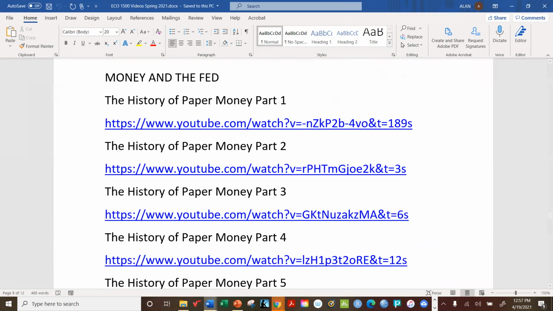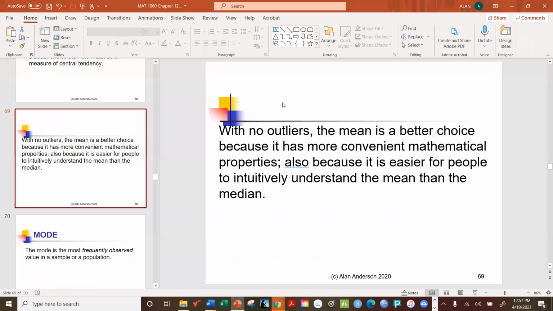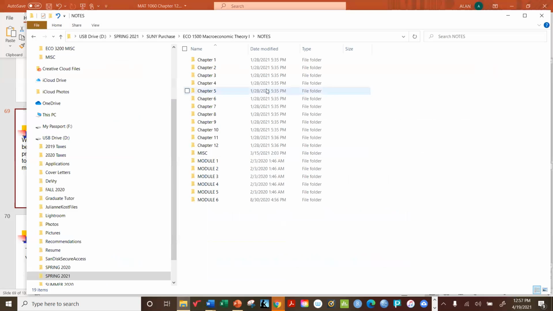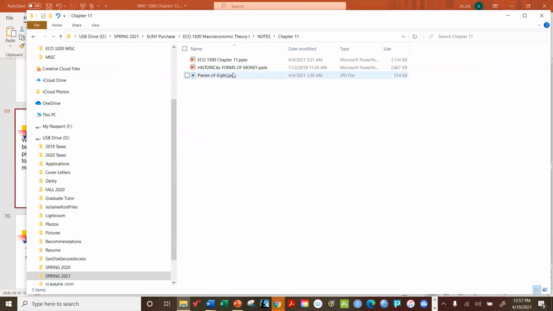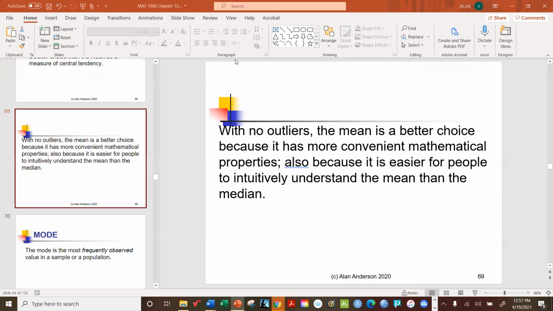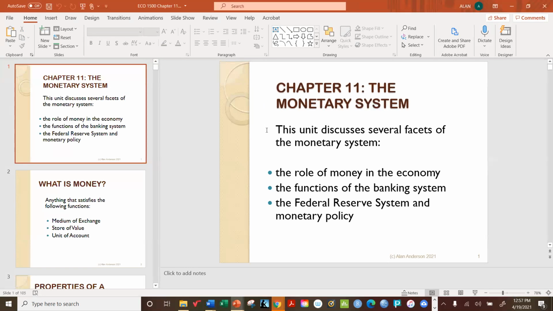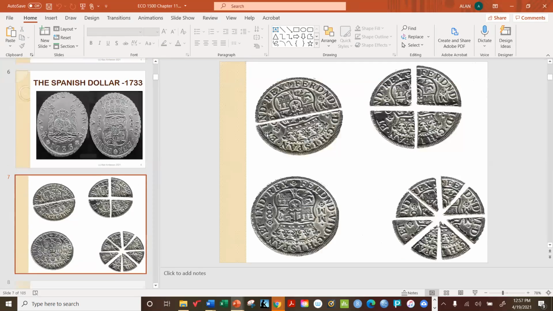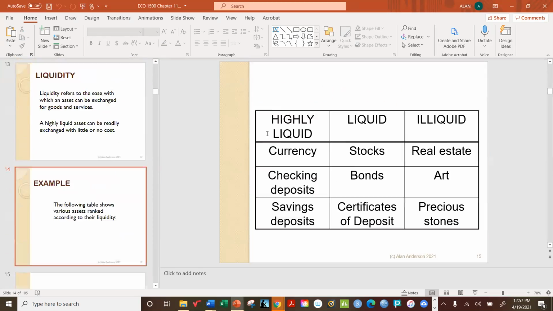Now, if you recall in Chapter 11, we had been starting to look at different forms of money. And I showed you my special presentation about historical forms of money.